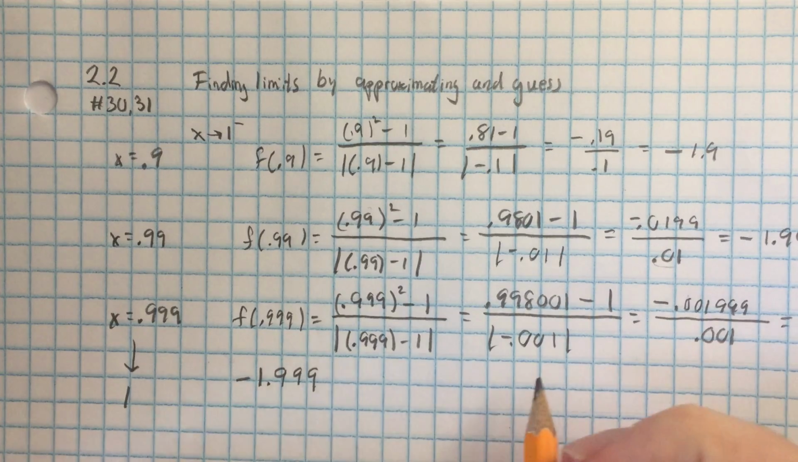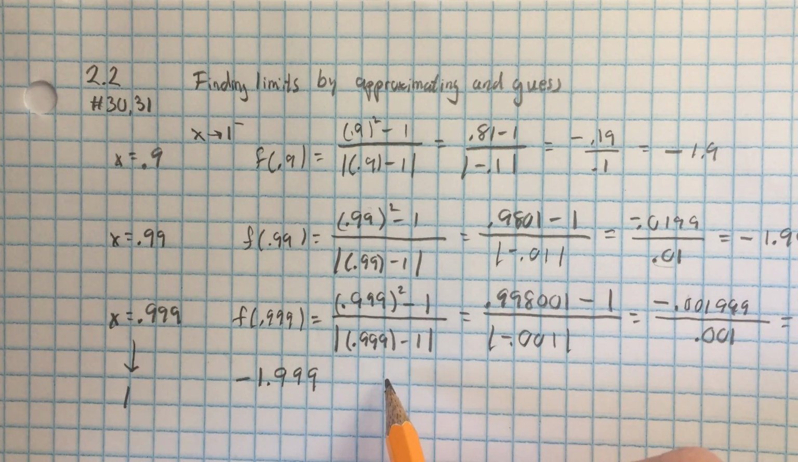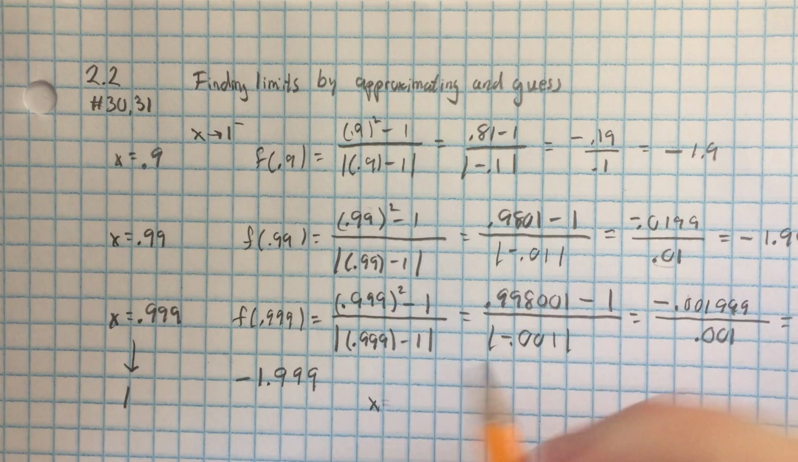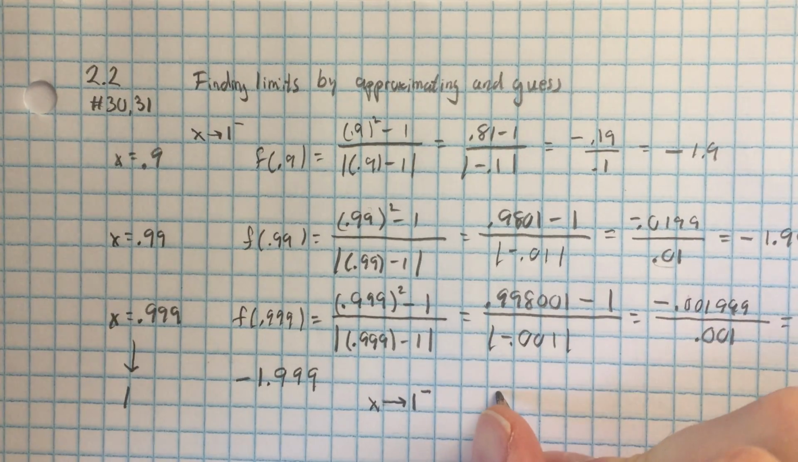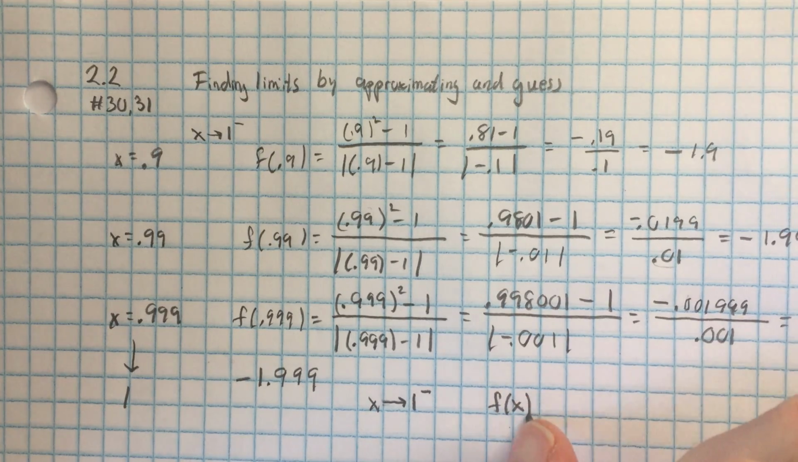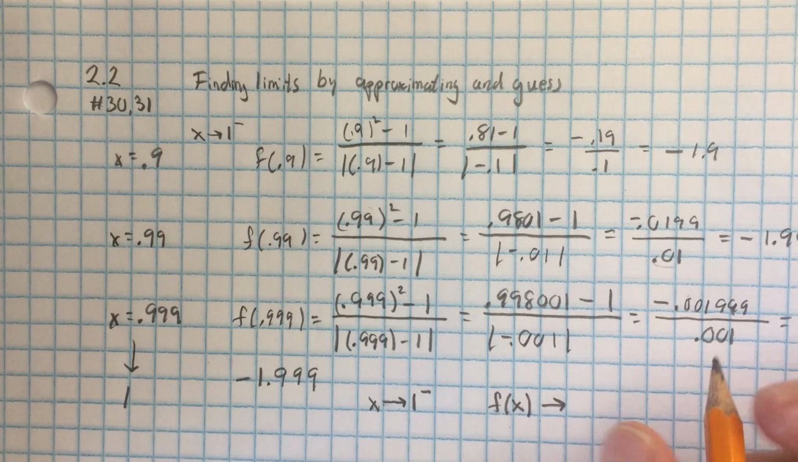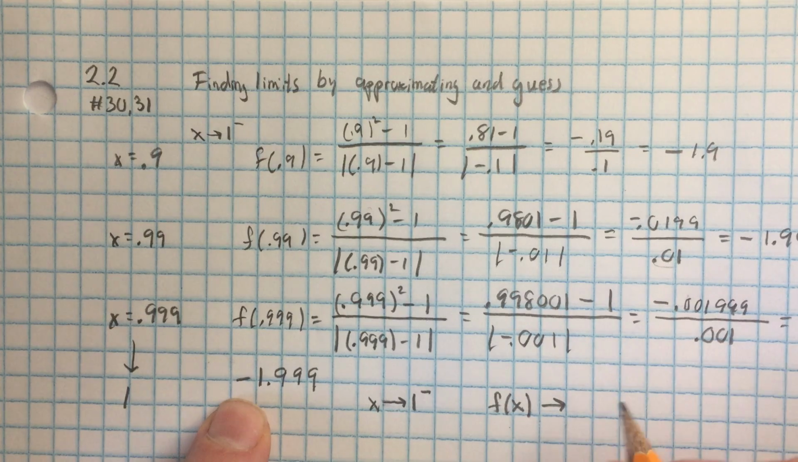Okay, without taking the last calculation, it is pretty safe to say that as x gets closer and closer to 1, the function value, right? So here we go. As x is getting closer and closer to 1 from the left, the function value is getting closer and closer to, looks like negative 2. Okay, so there's our guess.